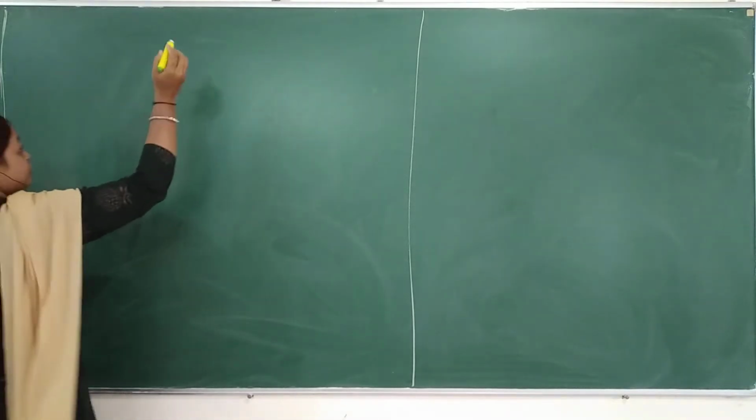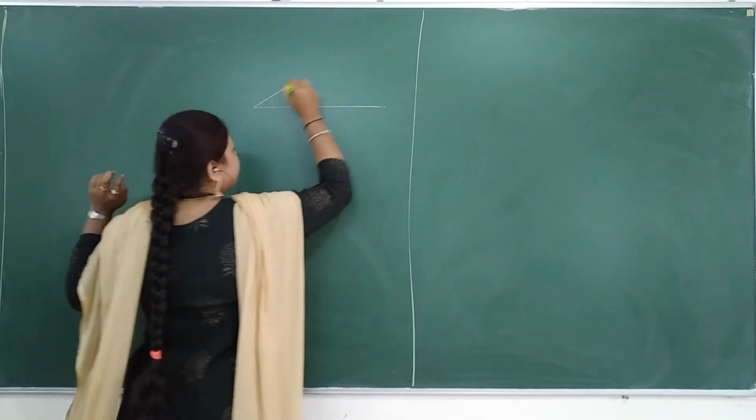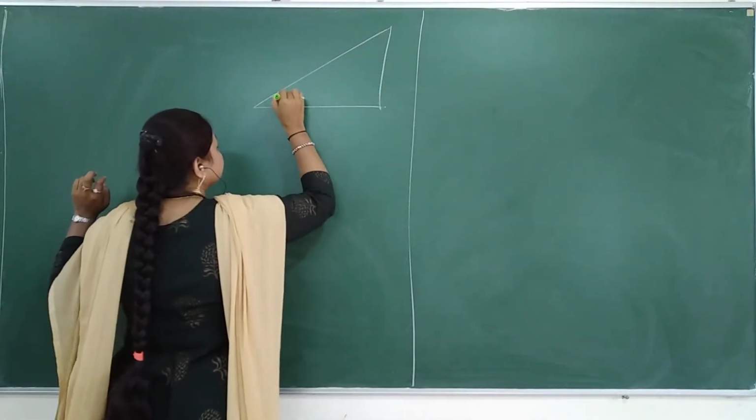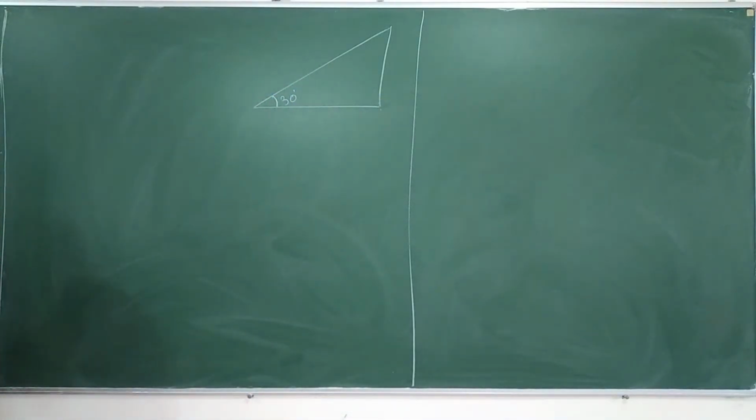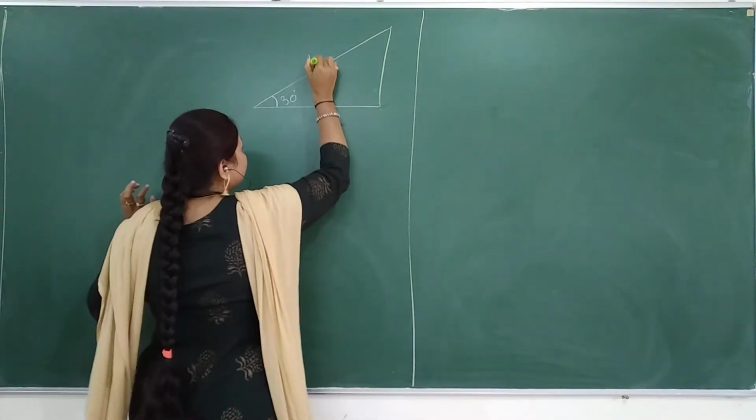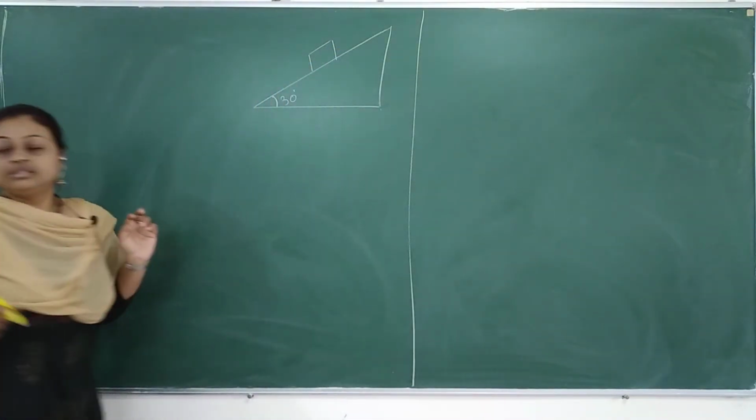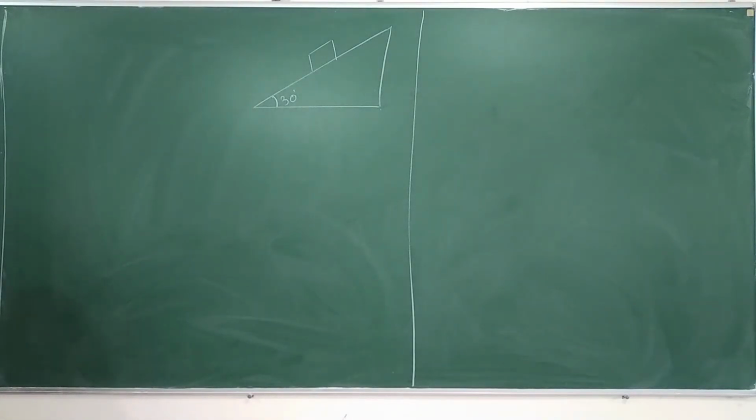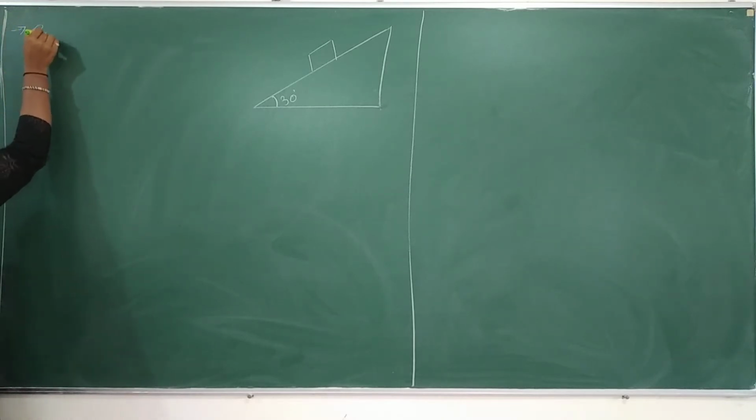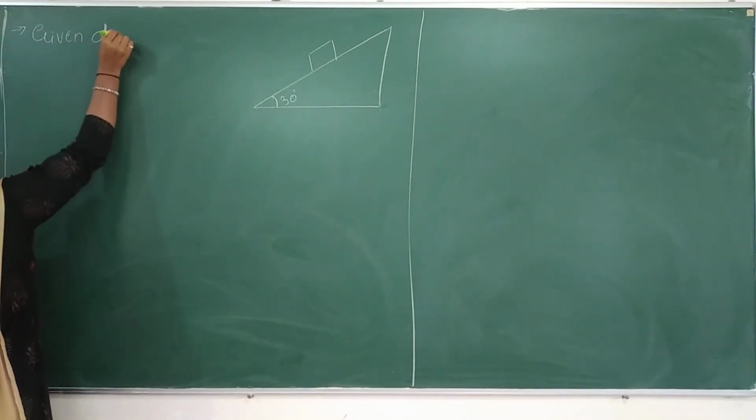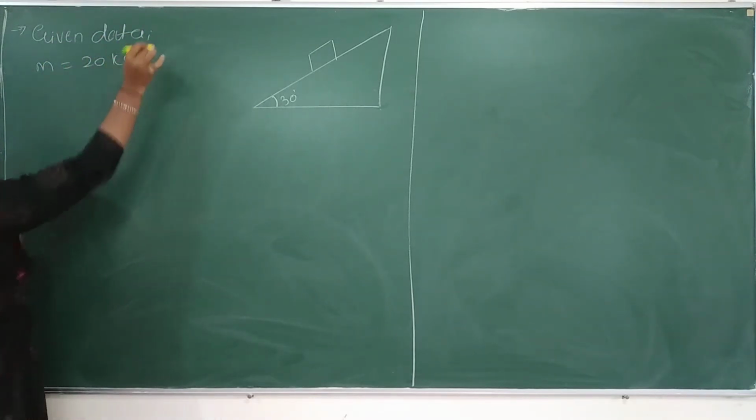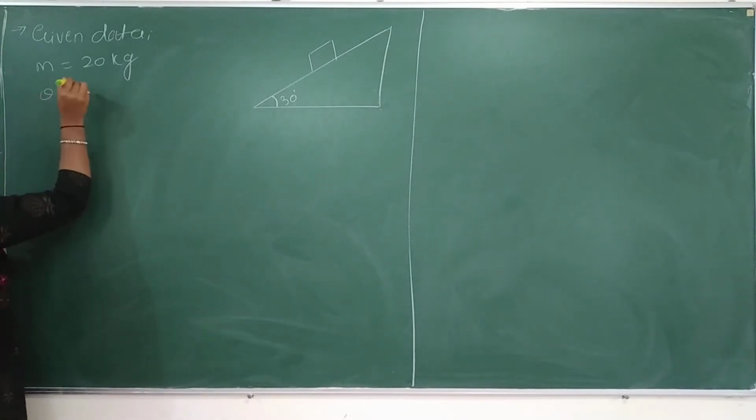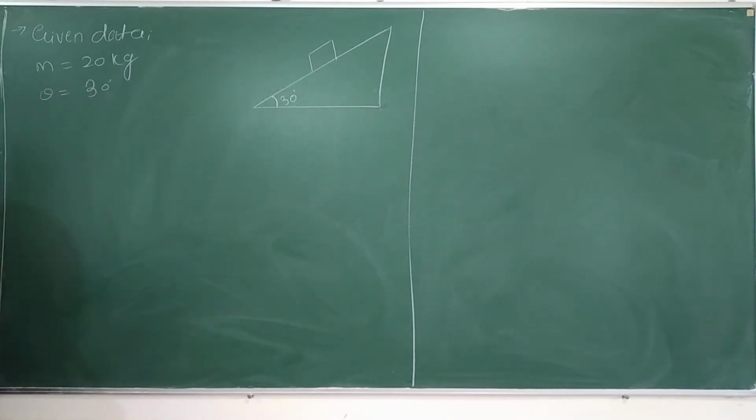So there is an inclination. That inclination angle is how much? 30 degree. Yes. On this inclined plane, there is a box. That box is having mass how much? That box mass is 20 kg. Yes. Right here, given data. Mass of the box is 20 kg. Then theta is given, inclination, that is 30 degree.